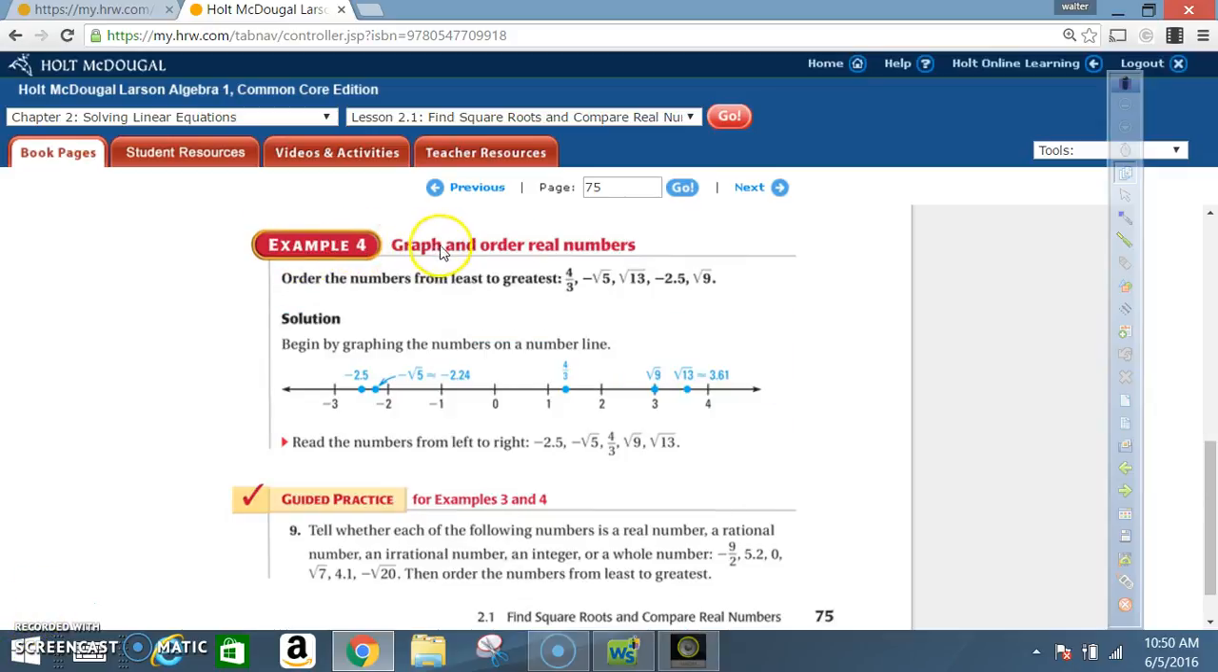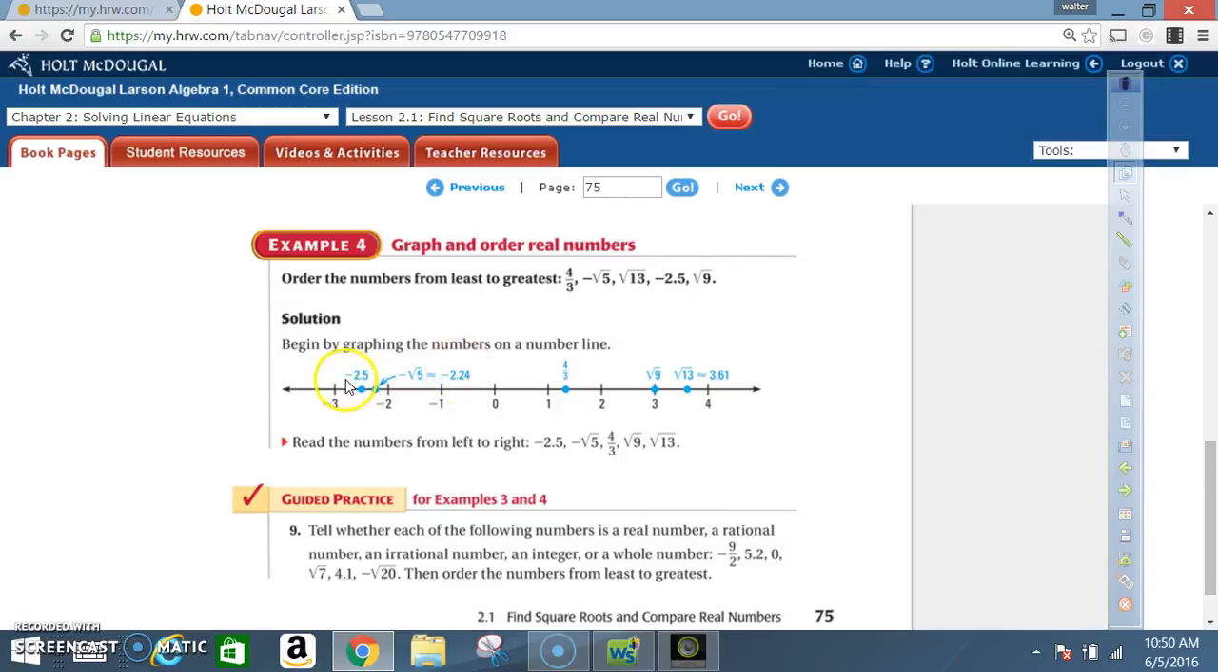Example 4, graph and order real numbers. Order the numbers from least to greatest: 4/3, the negative square root of 5, the square root of 13, negative 2.5, and the square root of 9. Begin by graphing the numbers on a number line. So you make a number line. Now read the numbers from left to right after you've ordered them.